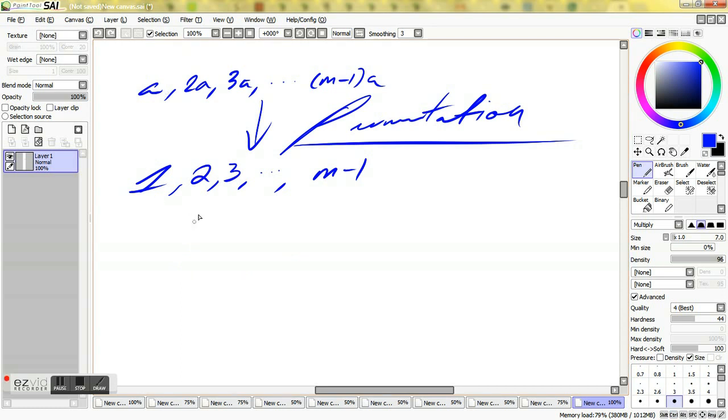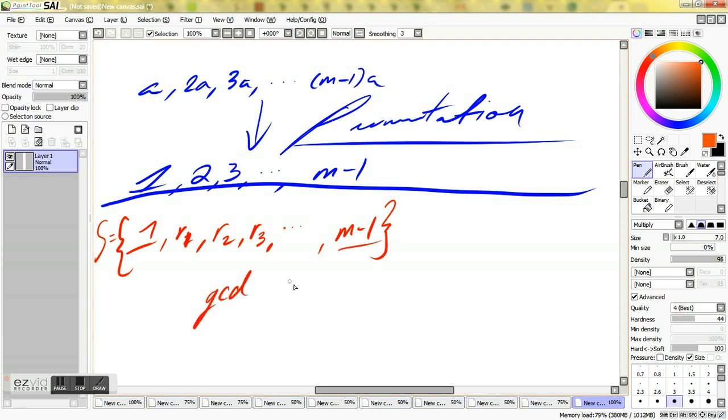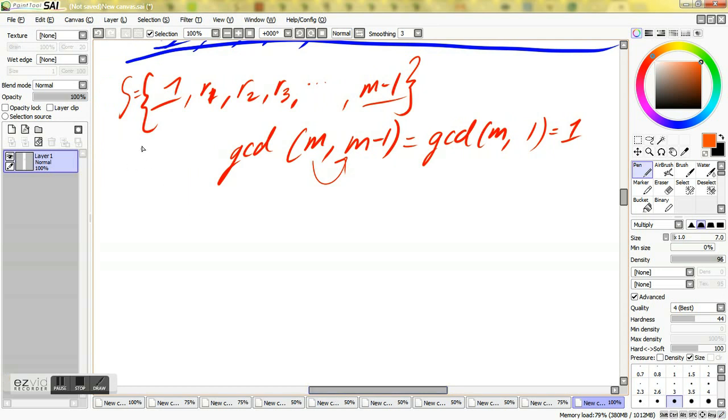So we have a bit of a problem, and what we can do, instead of considering the numbers from 1 to m minus 1, is consider the numbers less than m but relatively prime to m. So instead of considering those numbers, consider the numbers r1, r2, r3, all the way up to m minus 1. And this is, call it S, the set of numbers relatively prime to m. Now, importantly, m minus 1 is always relatively prime to m, because this can be shown by the Euclidean algorithm. The GCD of m and m minus 1 is equal to the GCD of m and these two subtracted, which is 1. So, that shows that m minus 1 is relatively prime to m.